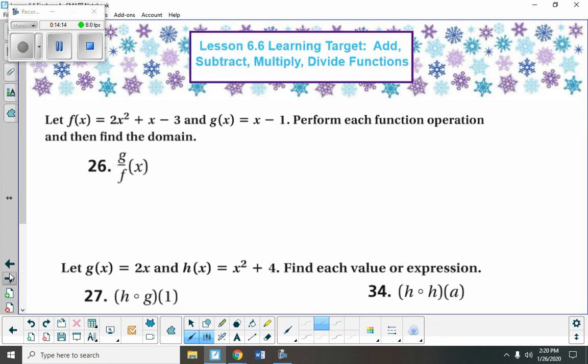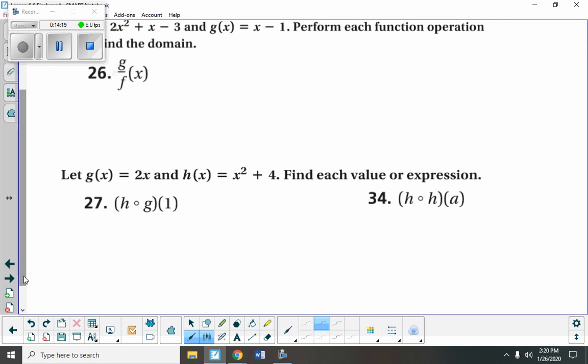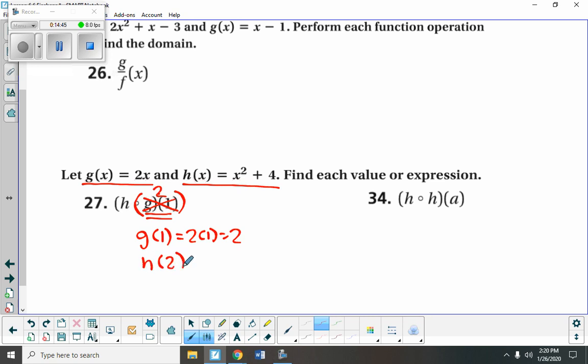All right, we'll move down and skip that top one, go to 27. g of x is 2x, h of x is x squared plus 4. So first we're going to find h of g of 1. First of all, find g of 1. So in the g function, substitute in a 1 for the x, and you get 2. So g of 1 is equal to 2. So now in the h function, we're going to substitute in a 2. So it would be 2 squared plus 4, which is 4 plus 4, you get 8.